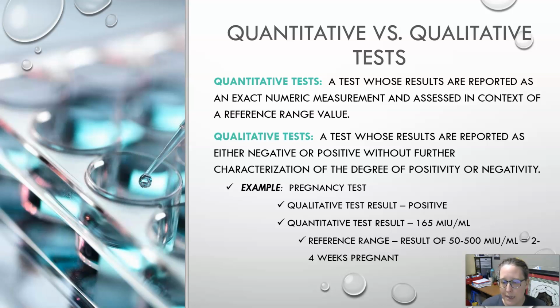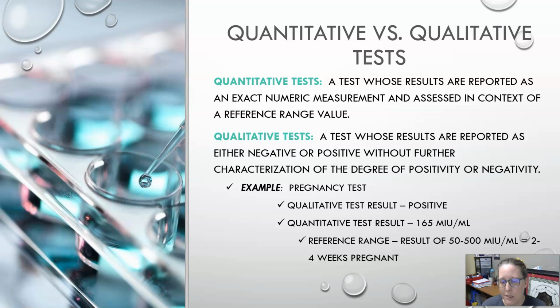If you take the example of the pregnancy test, the qualitative test result is positive or negative. And the quantitative test result is that it has a specific value, 165 milli-IU per mL, and the reference range would be 50 to 500, so it's within range for being 2 to 4 weeks pregnant. So this is one of the tests that has a qualitative and also a quantitative result.